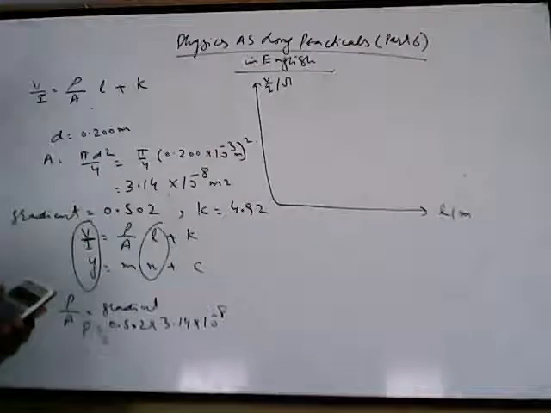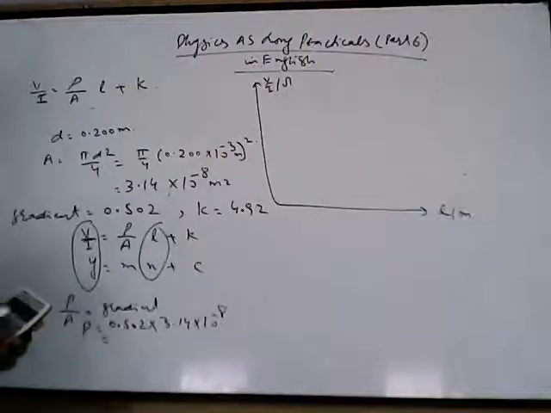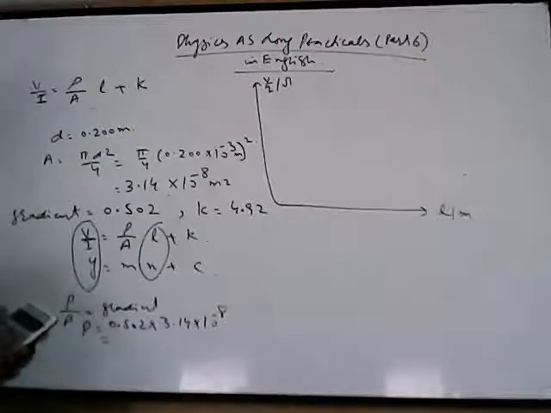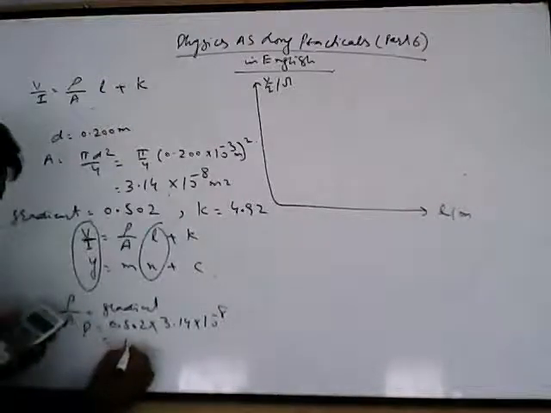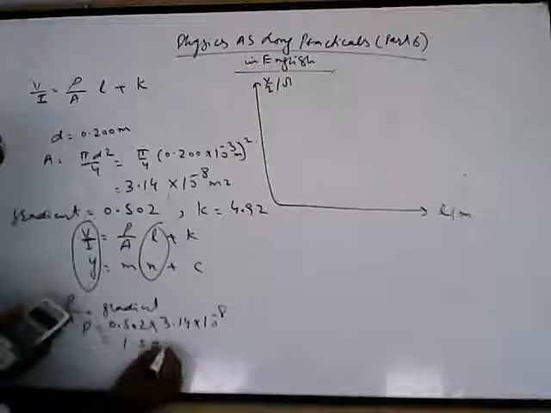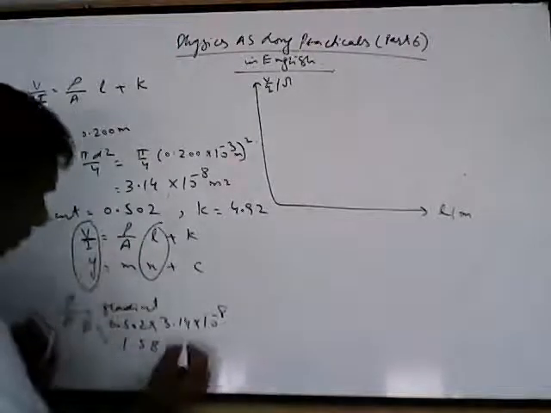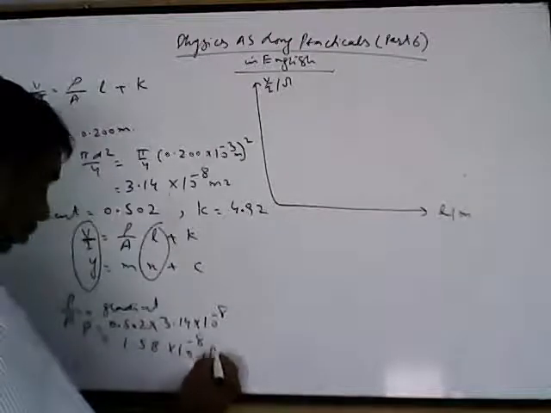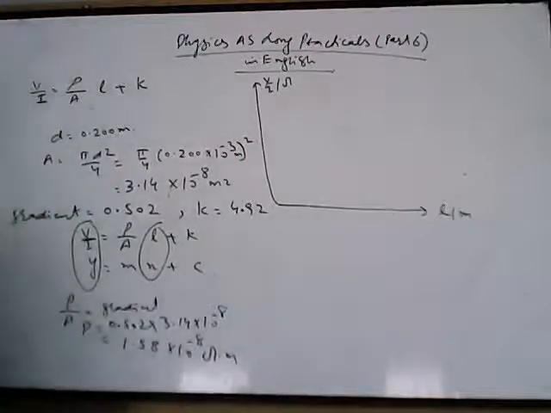0.502 into 3.14 into 10 power minus 8, it is coming as 1.58 into 10 power minus 8. Now what will be the units? I have used the SI unit, and if you know this is resistivity, you can write down directly ohm into meter units. But you can also work with the units.